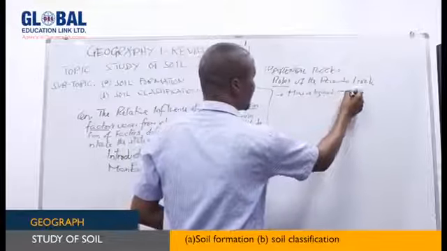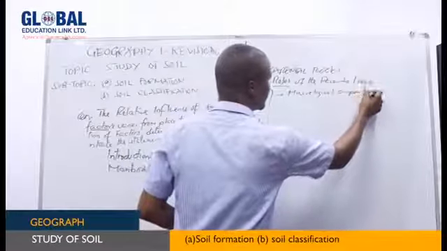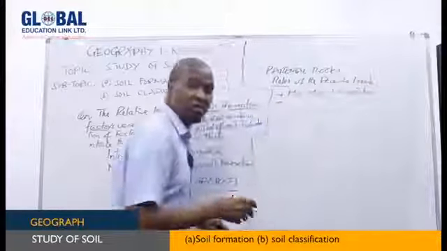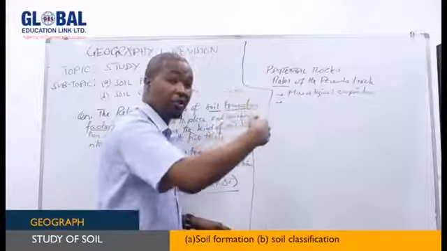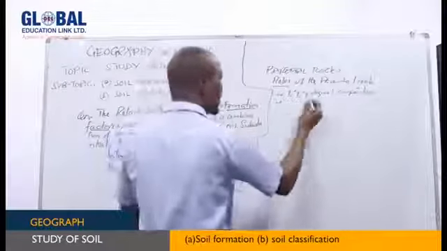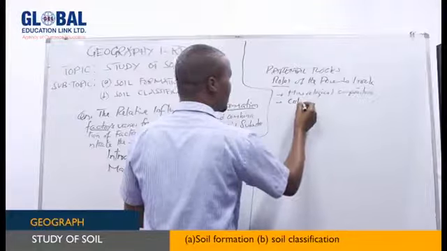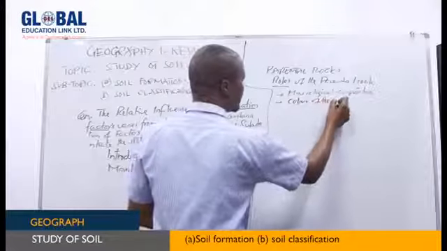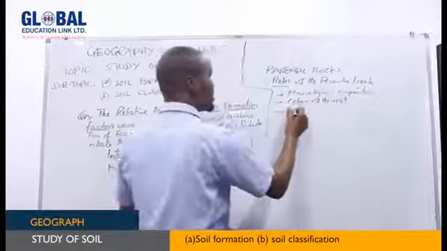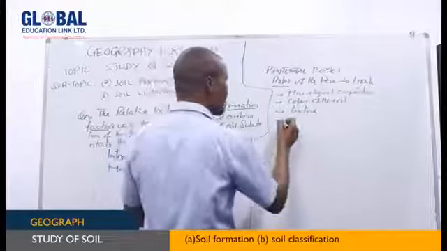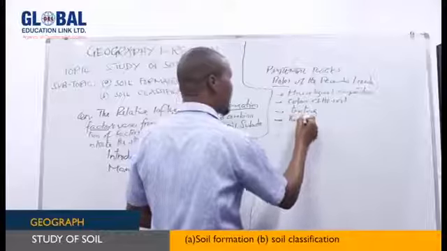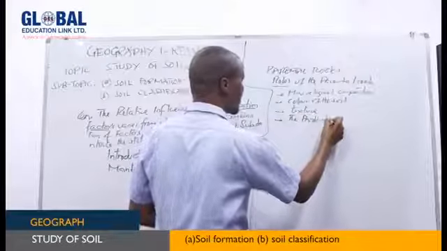Mineralogical composition: the nature of the minerals the soil is composed of depends on, or originated from, the parent rock. Then the color of the soil. It helps to determine the texture of the soil. It helps to determine the productivity of the soil.